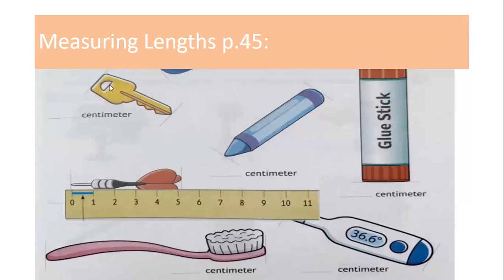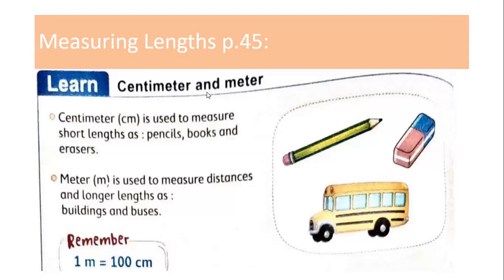And here the key, page 45 also. How long is the key? It is 4 centimeter. How long is this crayon? It is 6 centimeter. The glue stick is 8 centimeter. This is also the ruler that I used here. This is 5 centimeter. The brush is 10 centimeter. The thermometer is 7 centimeter.